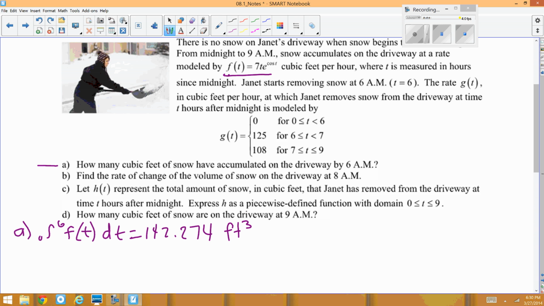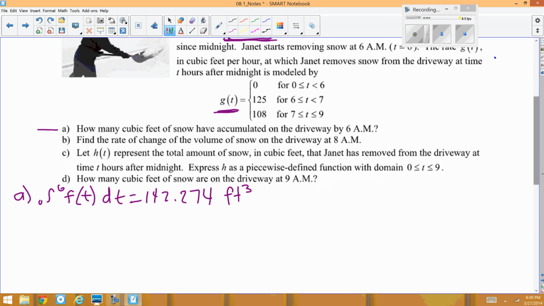All right, now B, find the rate of change of the volume of snow on the driveway at 8 a.m. Rate of change of volume. All right, so I'm going to read a little bit more of this problem. The amount that it's accumulating is given by f of t. The amount that it's being removed would be g of t. So the volume we're going to have is the amount there minus the amount we took away. Okay, and we're talking about a specific time, 8 a.m. So for part B, we want the rate of change of the volume of snow.